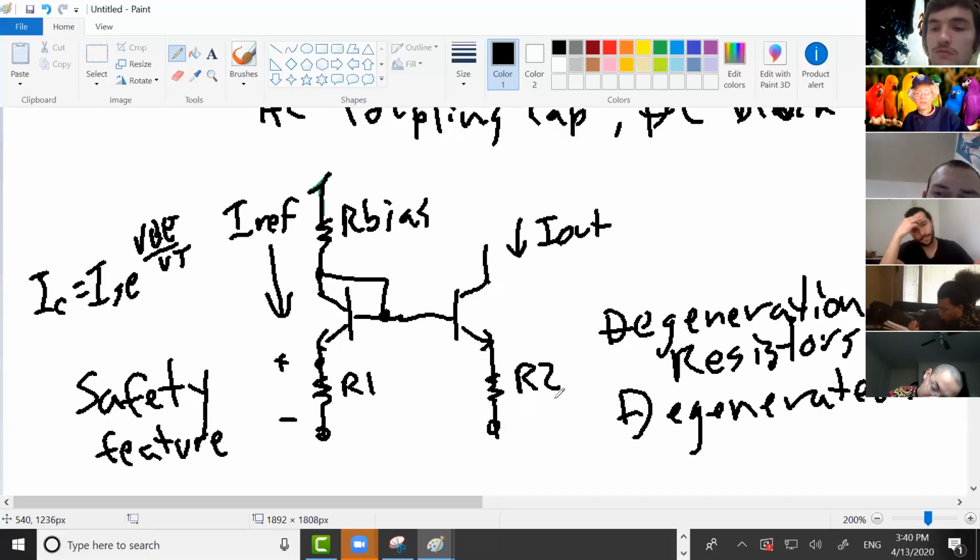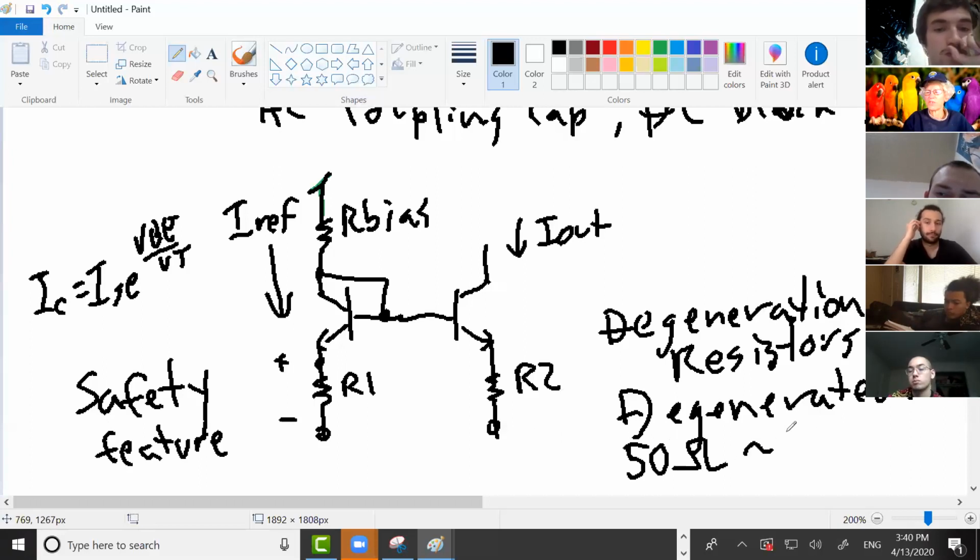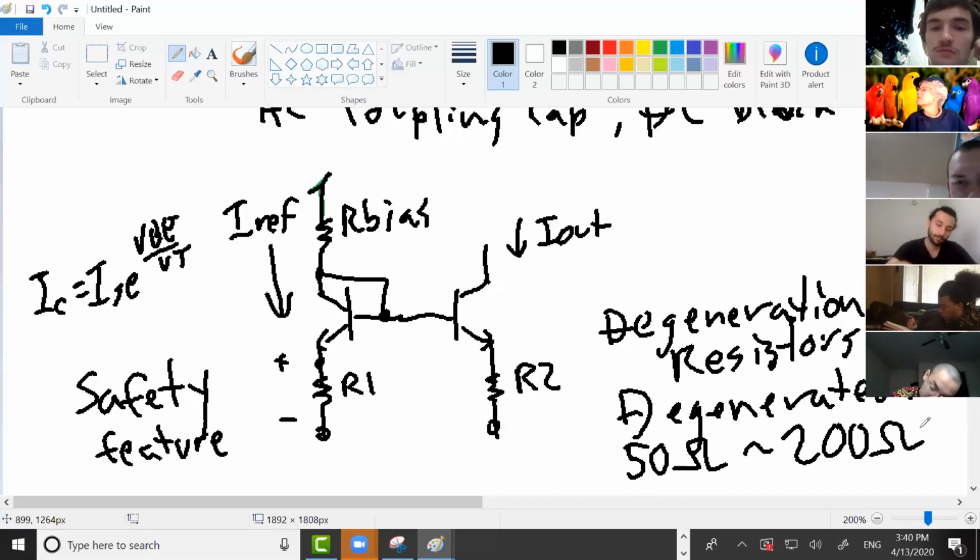So in general, these degeneration resistors, you generally see them between like 50 ohms and 200 ohms. At 200 ohms, you're really hurting your gain. But 50 ohms, it's enough to protect your transistor in most cases, but not kill your gain all that much. So it's one of the things when you're designing, if you want a big gain, then you want to reduce your degeneration resistor sizes.